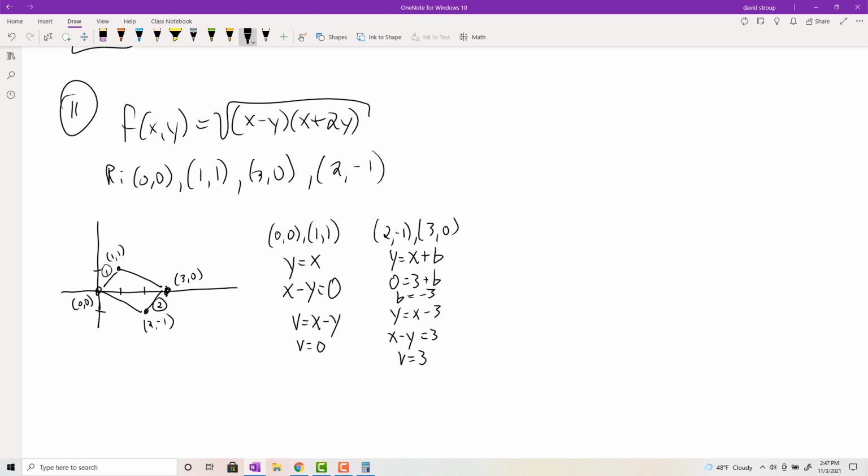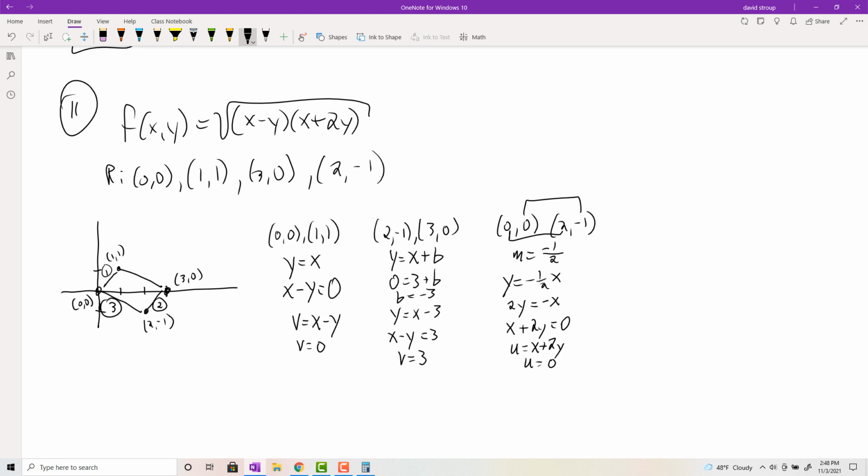The next one then, let's do this guy, this line 3, 0, 0 to 2, negative 1. The slope in that case is negative 1 all over 2 minus 0, so negative 1/2, which is annoying. Y equals negative 1/2 x. Let's rewrite this as 2y equals negative x. So we'll have x plus 2y equaling 0, and I'll let my u equal this plus version, x plus 2y. So we're going to start at u equals 0.